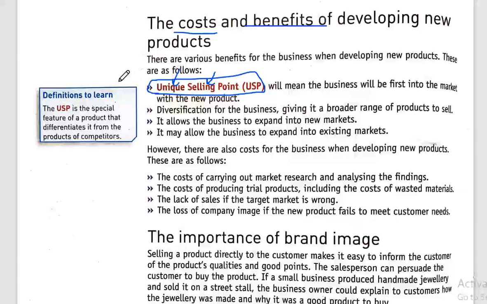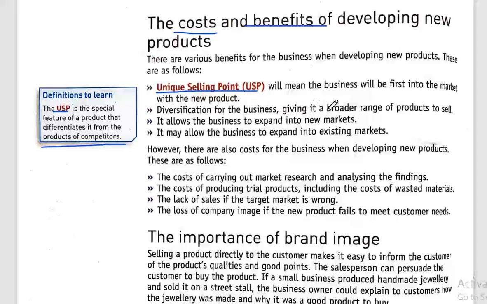These are as follows. The first thing, when I'm doing a new product, I will get something called the USP. USP is unique selling point. It means the business will be first into the market with a new product. It's a special feature of a product that differentiates it from the products of competitors. So one of the benefits, I'm doing a new product, and definitely this new product has a new idea. So I have a unique selling point better than the competitors. I have something that's going to make me different from the competitors.